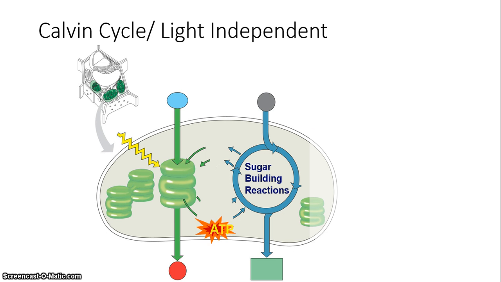Here's another view of that. So that ATP and NADPH are going to go into these light independent reactions. They're going to help fix the CO2 to produce sugars or glucose. They also regenerate ADP and NADP, so they can then go back to the light dependent reactions and pick up more supplies.